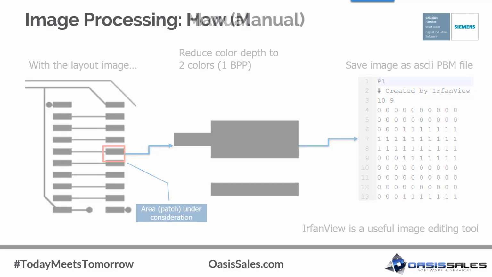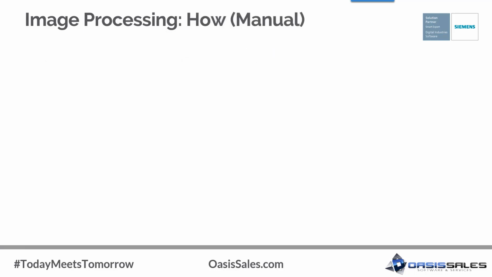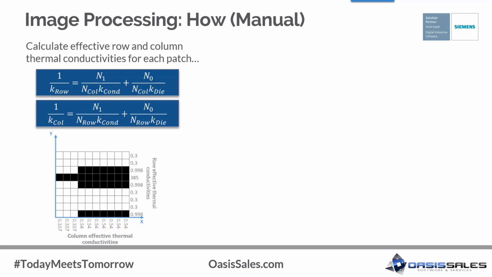The first step involves calculating the effective thermal conductivity for each row and column. If we look at the upper row, we see that the conductivity is 0.3, the conductivity of FR4. A few rows down, we have a row that is all copper and has a conductivity of 385. The calculation is based on conduction in series. The 1 and 0 subscripts in the equation refer to the values in the file, or the color of the pixel.